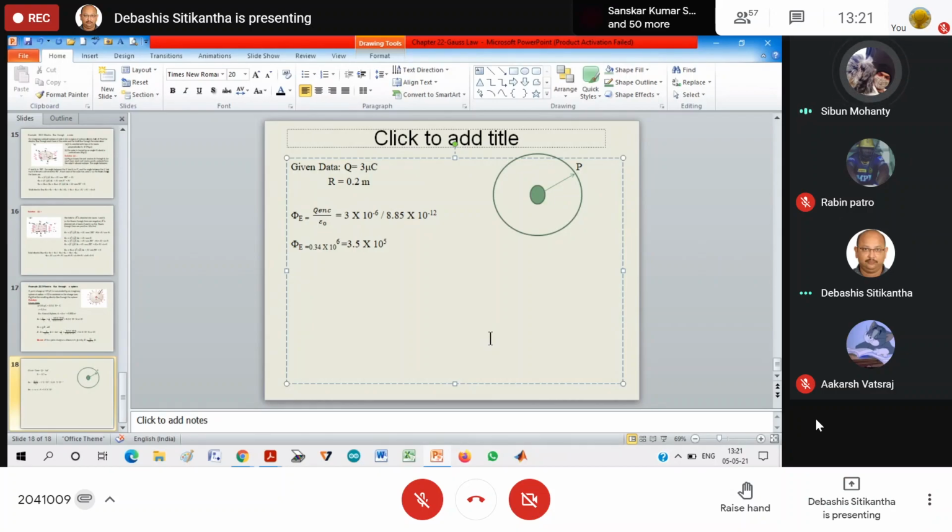So first, Q by 4 pi epsilon r square. No, that is not the thing I want you people to follow. I knew you people will follow the formula directly. But remember, always use the generalized method to solve it.